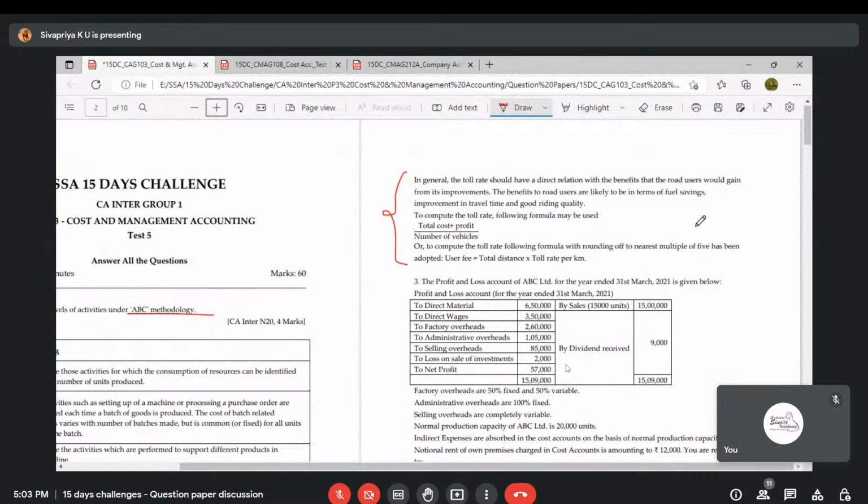3 to 4 lines explanation is enough. Paragraphs எழுதணும் அப்படிங்கிறதெல்லாம் இல்ல. Point by point எழுதினா போதுமானது.